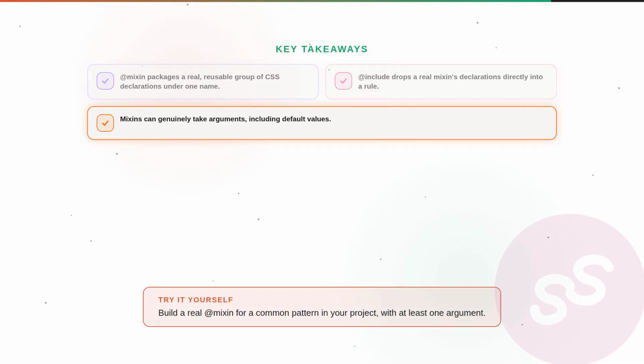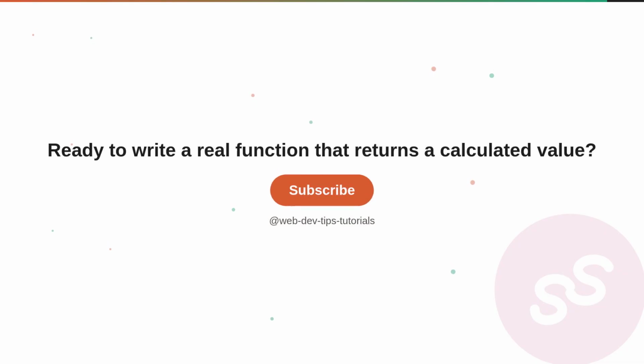Build a real @mixin for a common pattern in your project with at least one argument. Ready to write a real function that returns a calculated value?